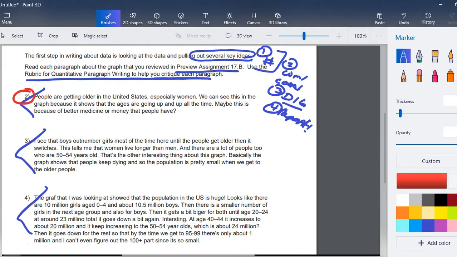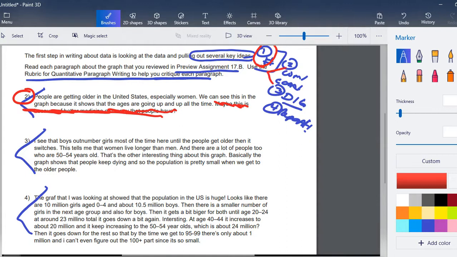People are getting older in the United States, especially women. We can see this in the graph because it shows that the ages are going up and up all the time. Maybe this is because of better medicine or money that people have. Well, first off, this is opinion. And so we're going to go ahead and cross that out. And I don't see any numbers.